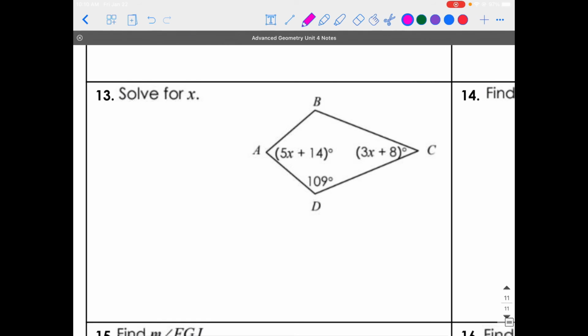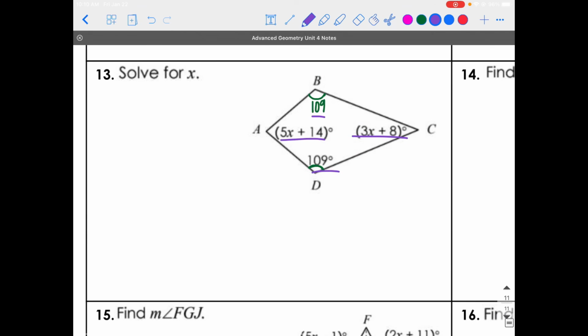All right. Number 13. Angles A and C are not congruent. The angles that are congruent are B and D. What we do know is that there is a total of 360 degrees. So if I add all four of those angles, we get 360. Instead of writing all of this out, I'm just going to combine my like terms. So 5x and 3x is 8x.